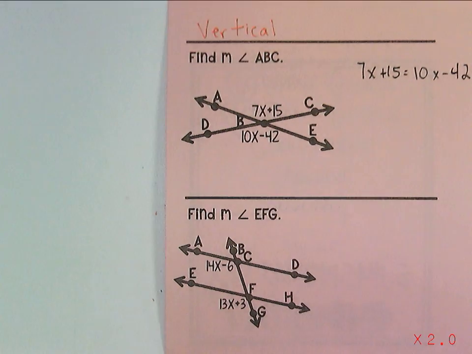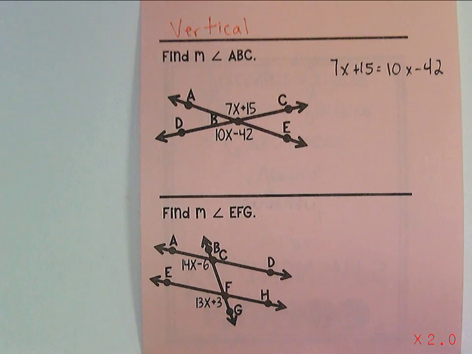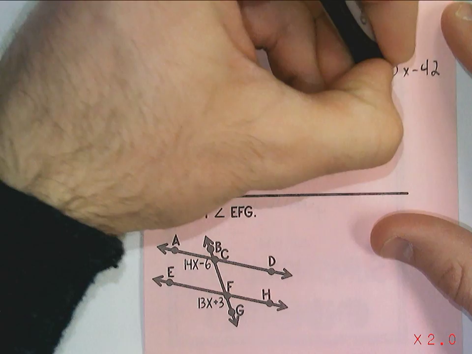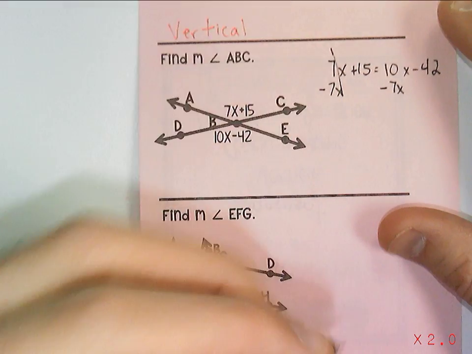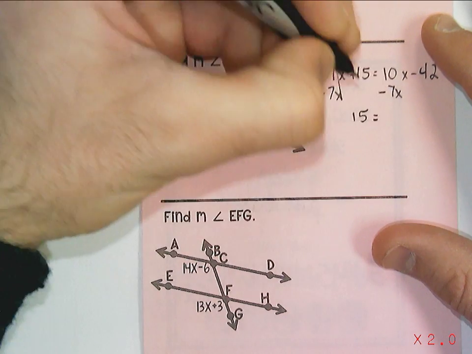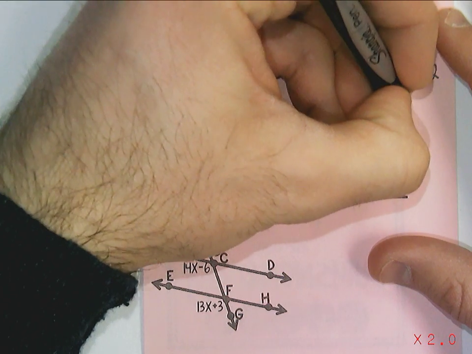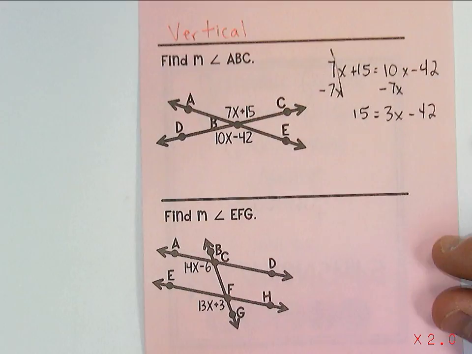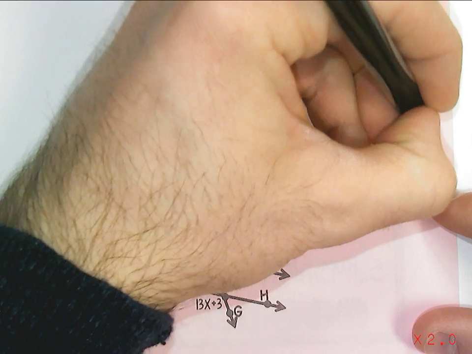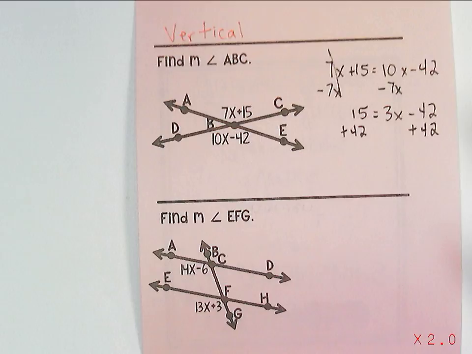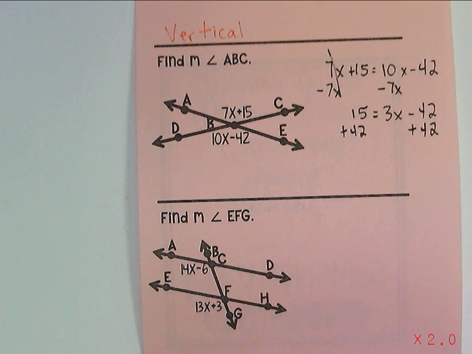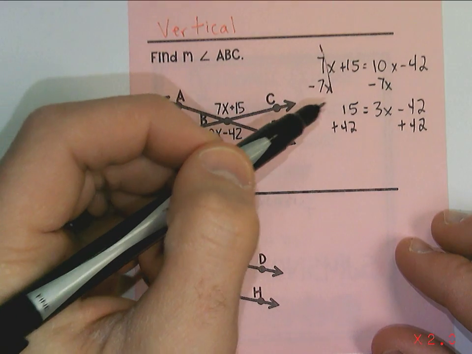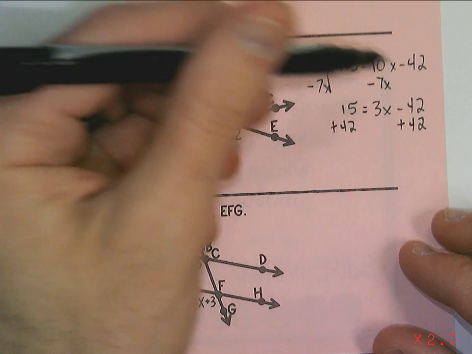So we have 7x plus 15 equals 10x minus 42. First thing I'm going to do is subtract 7x to the right-hand side. Those will cancel out. I'll have 15 equals 3x minus 42. I'm going to add 42 to both sides. So 15 plus 42 is not a number that I like. Let's see, did I do something incorrectly here? 7x plus 15 equals 10x minus 42.